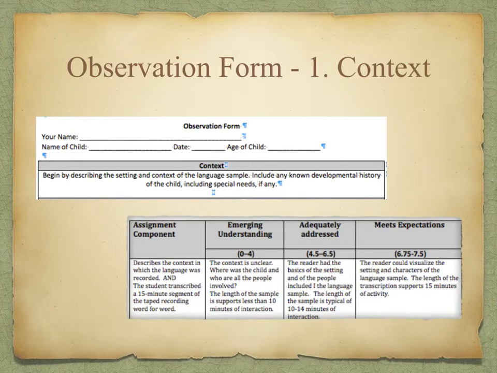Context is part of the first area that you're graded in. I want to point out on the rubrics so that you understand how you'll be graded in this area. I'm looking at meeting expectations. What I'm looking for is that I can visualize the setting and the characters of the language sample.